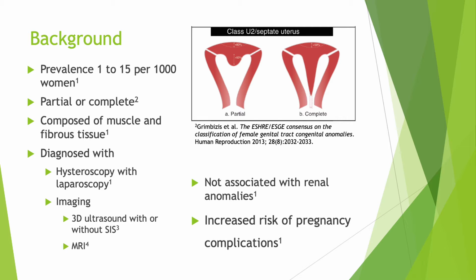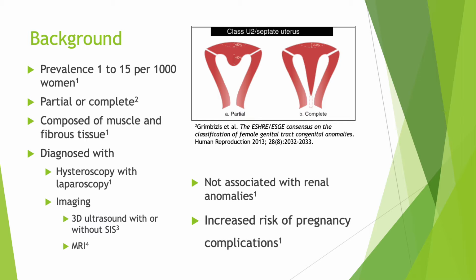Both the American Society for Reproductive Medicine and European Society of Human Reproduction and Embryology have developed criteria for diagnosis. The European classification is more specific, requiring a normal uterine outline and internal indentation greater than 50% of the uterine wall thickness. They can be complete to the level of the cervical os or partial, and are composed of predominantly muscle fiber with some fibrous tissue.